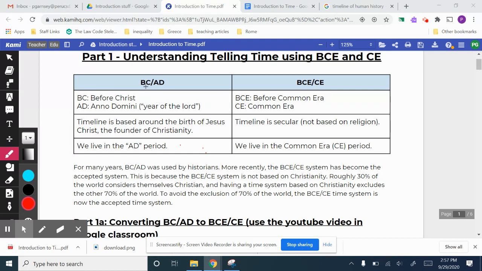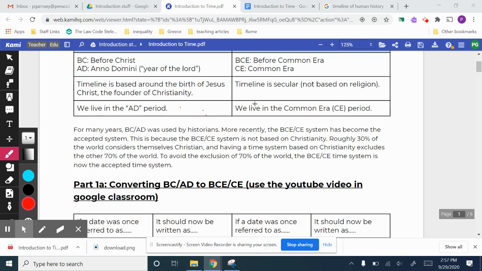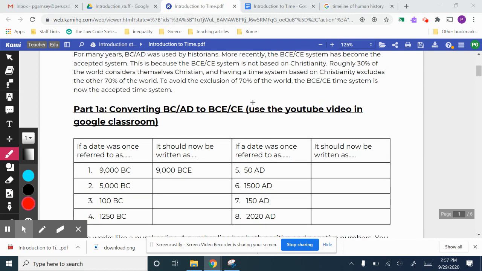So the BC AD system has kind of been frowned upon and is exiting the stage and being replaced by the BCE system. BCE stands for before Common Era and CE stands for Common Era. This brings us to our first skill. If you see something in the BC or AD system, you should be able to convert it to the BCE or CE system, which is pretty easy.